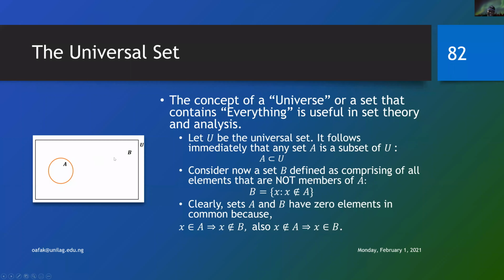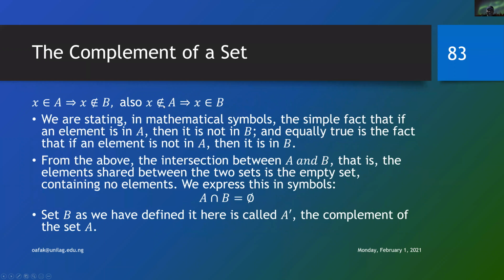For instance, if B is what is not in A, and A and B now constitute U, so they are disjoint. Clearly A and B have 0 elements in common, therefore they are disjoint sets. So one of them is the complement of the other. If X is in A, then X is not in B, and if X is not in A, then X is in B.